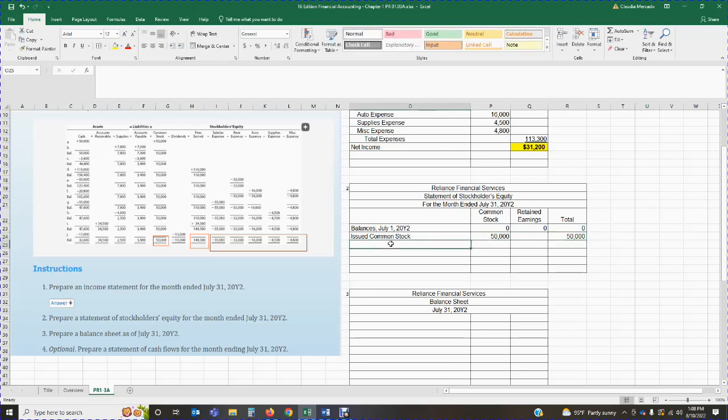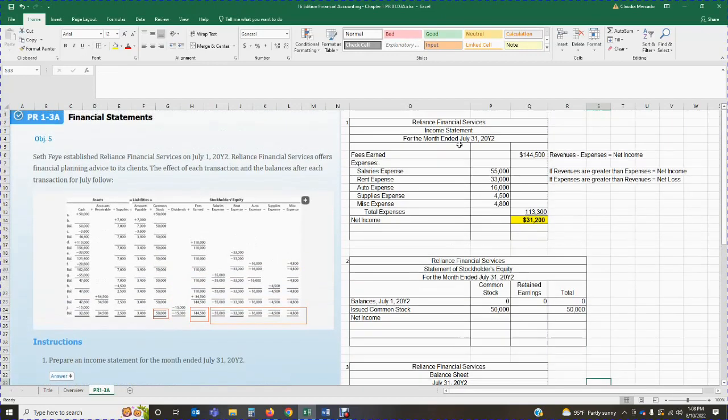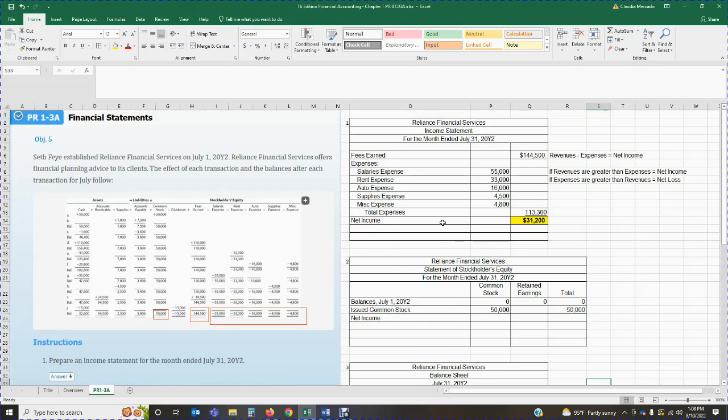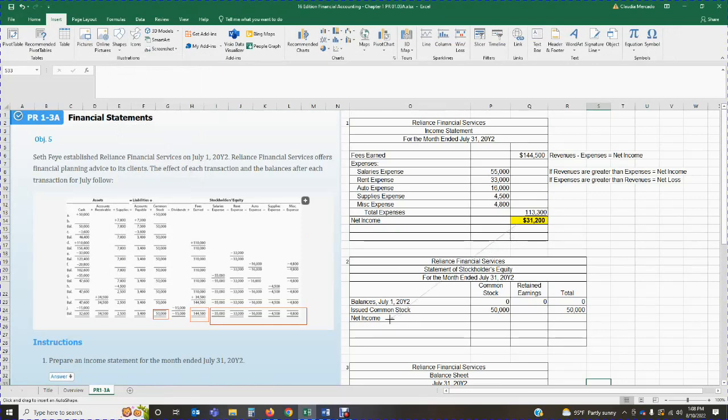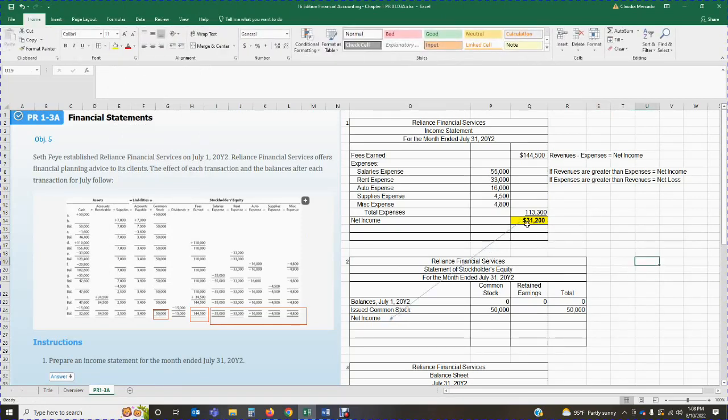Okay. Next, I'm going to bring in the net income that we generated during the month. Okay. Now, where is that number coming from? That number is coming from your income statement. So your net income is coming from your income statement. Let me go ahead and put an arrow. So this number is going to go over here, okay? So your net income is going to go under your retained earnings section, okay? So how much was my net income? 31,200, okay?